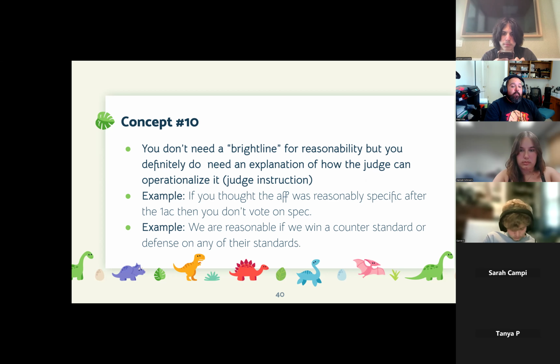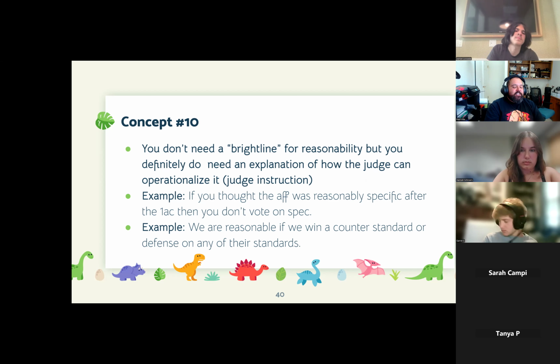So that's what I was just talking about, right? Example: if you thought the AFF was reasonably specific after the 1AC, then you shouldn't vote on spec. That's not a bright line, really, because it's still up to the judge, but it seems pretty fair. Also, we're reasonable if we win a counter-standard or defense on any of their standards. Okay, well, you provided a bright line.